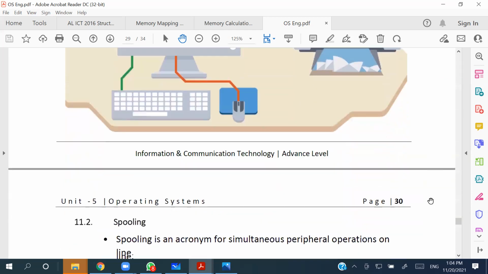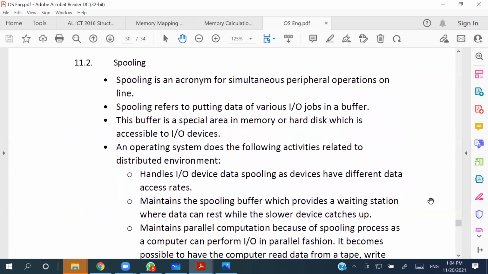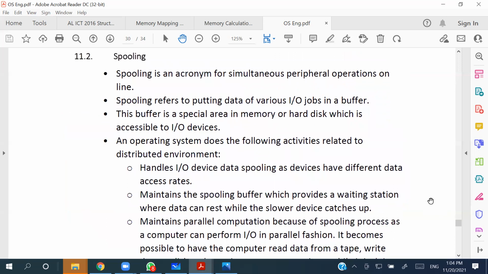Okay, so then after, the concept called spooling, right? Now, to give you an idea about spooling, I'll print this PDF document, right?